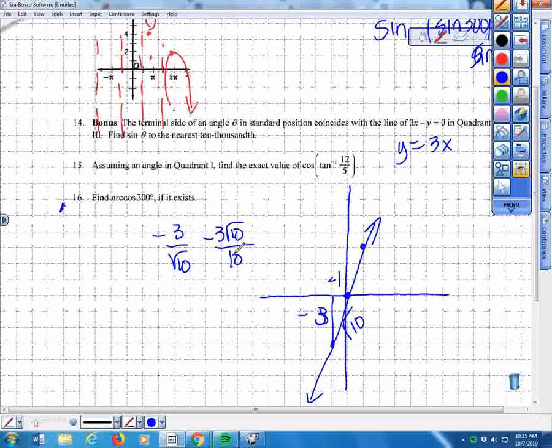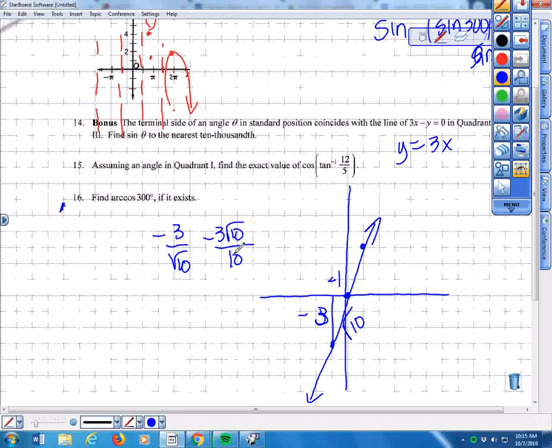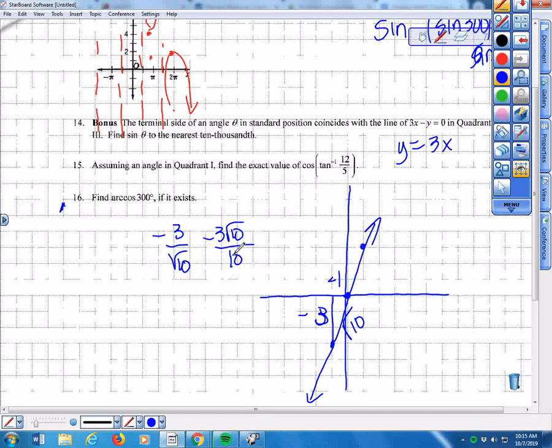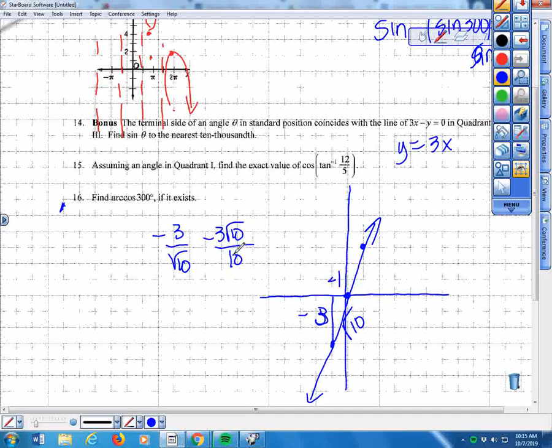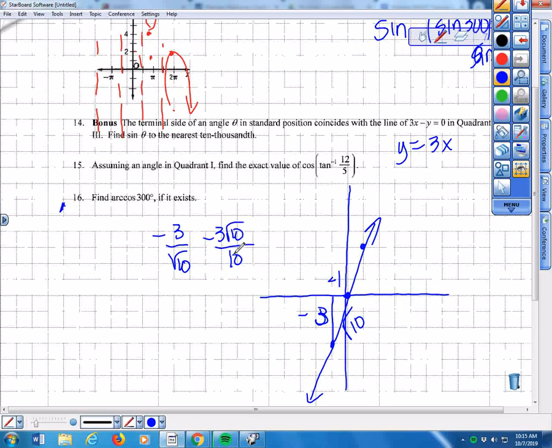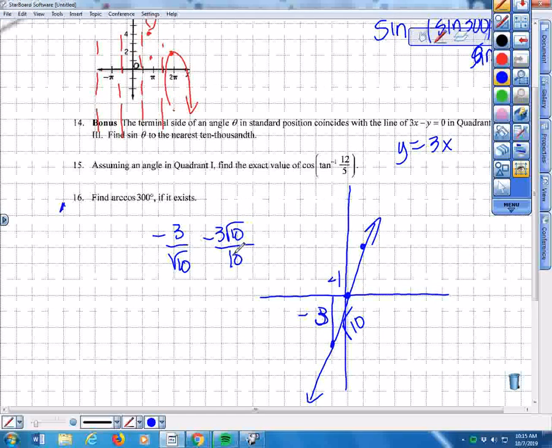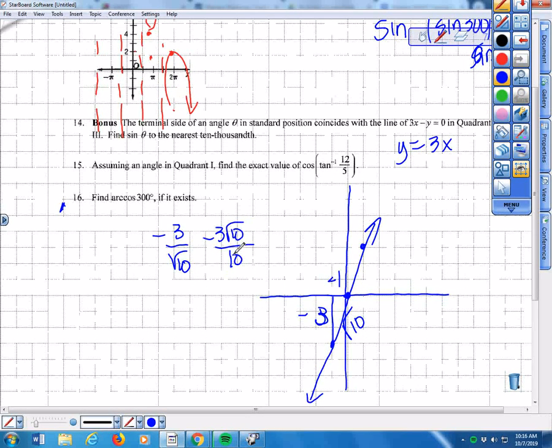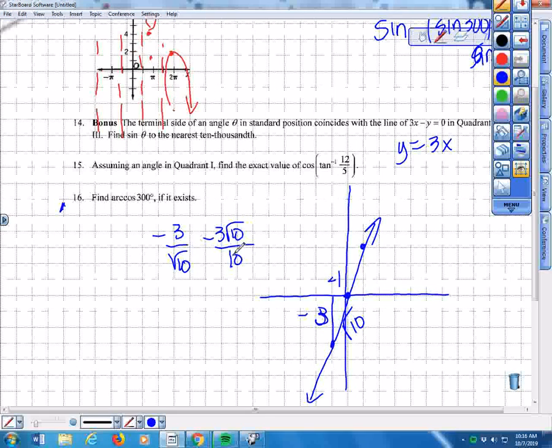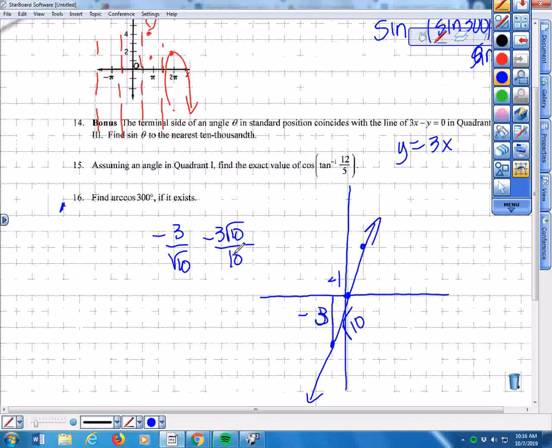And 16 is not, yeah, it doesn't exist. How do you feel? Just small things that I miss. Yeah? I forgot the negative. Yeah, like that. It's always the same little thing.